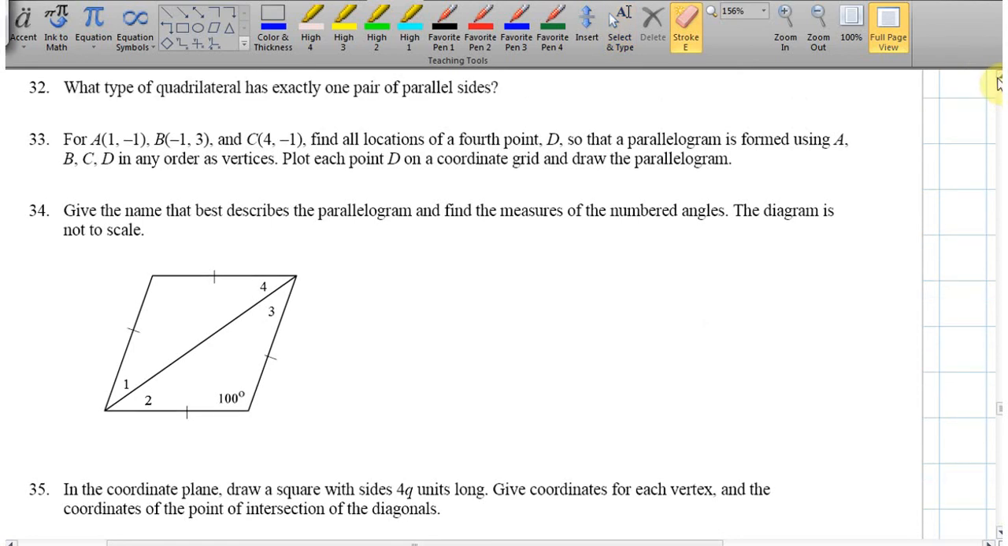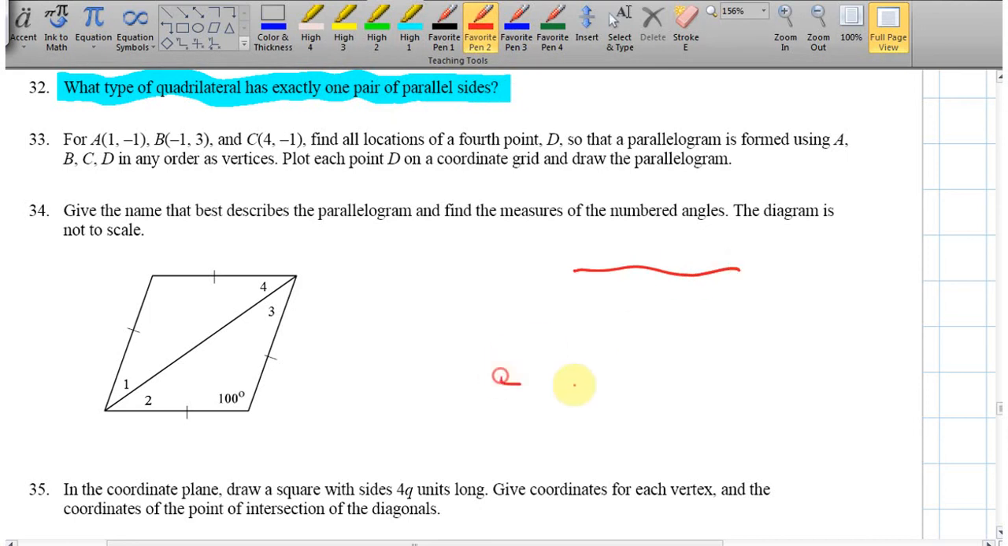Okay, my people, let's finish up this practice test. The last part of this test only has a few problems, and they're not multiple choice. So I'm going to start with number 32. Okay, it says, what type of quadrilateral has exactly one pair of parallel sides?